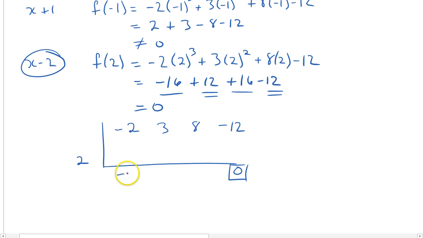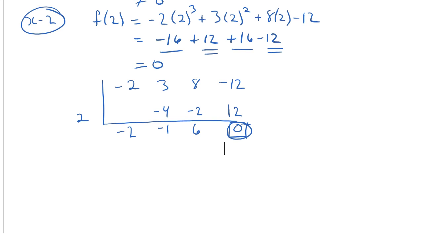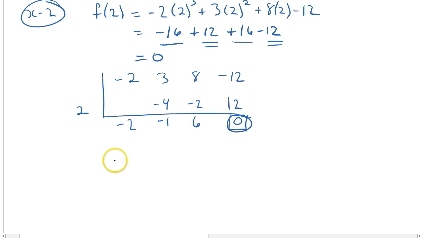So I get a negative 2 here. Negative 2 times 2 is negative 4. This gives me a negative 1. A negative 2 goes up over there. So now I get a 6. 2 times 6 is 12. And can you sense the excitement? Yes, we did get a 0 there. Okay, so once we divide out that x minus 2, now I have minus 2x squared minus x plus 6.